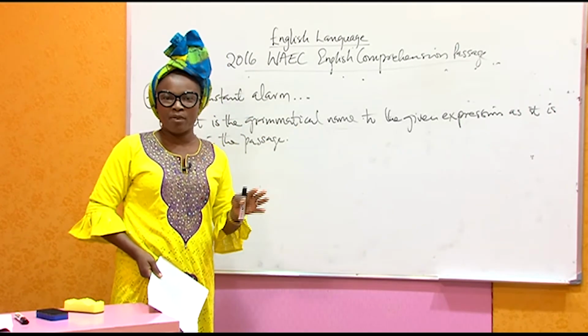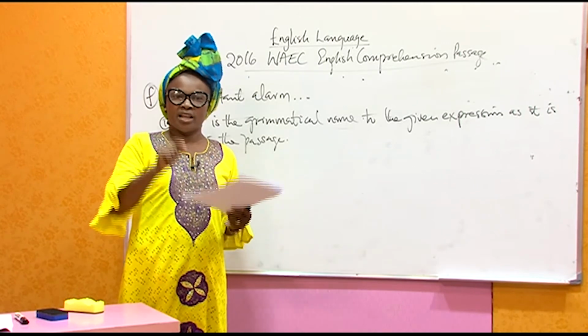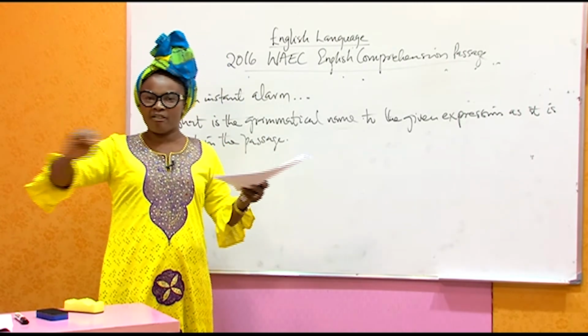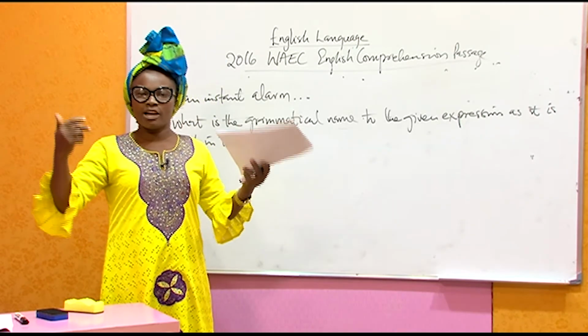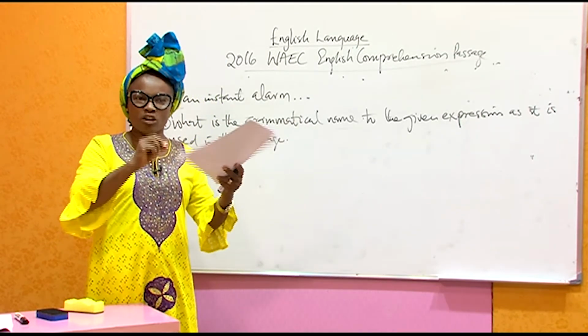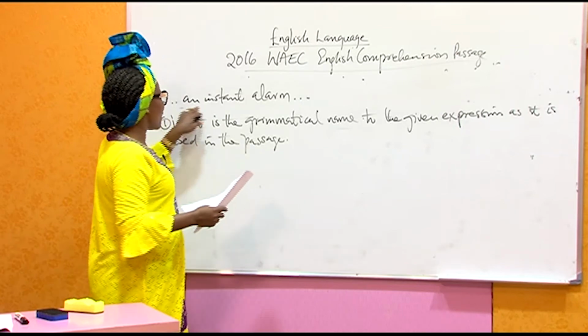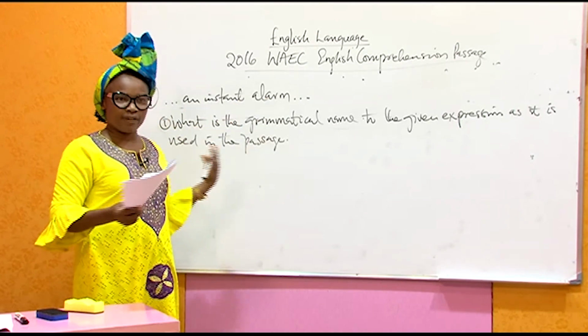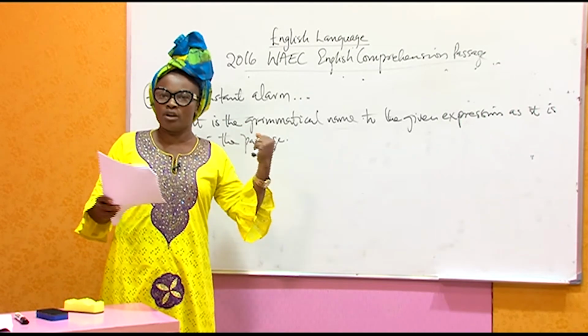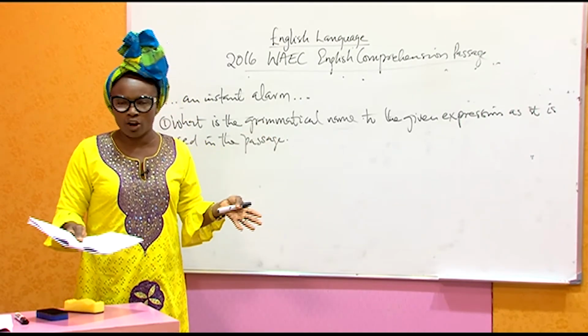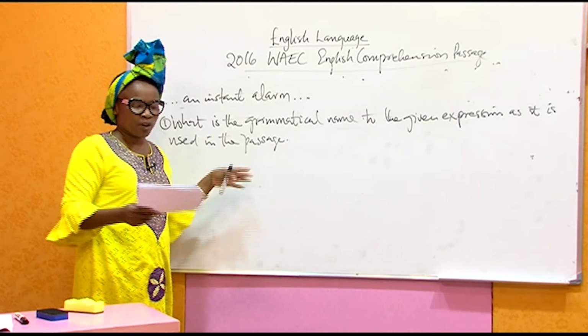Remember that a phrase is a word or a group of words that does not have a verb in it, while a clause has a verb in it. That is what differentiates a clause from a phrase. Okay? So if you look at this, an instant alarm, there is no verb there. So that makes it a phrase. And because it's standing in the position of an object, that makes it a noun phrase.